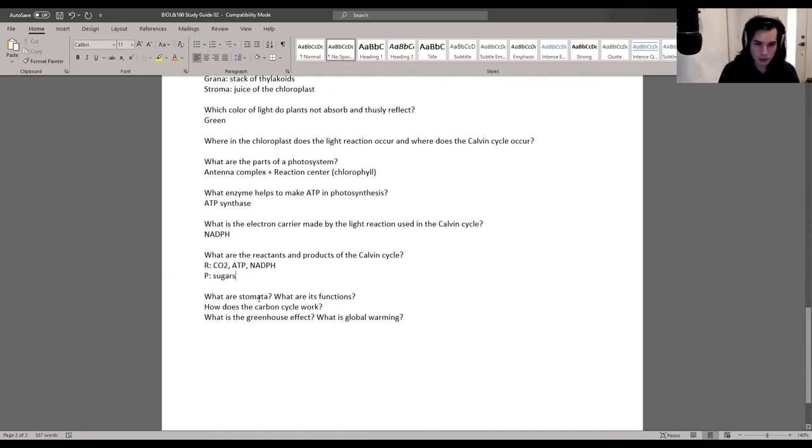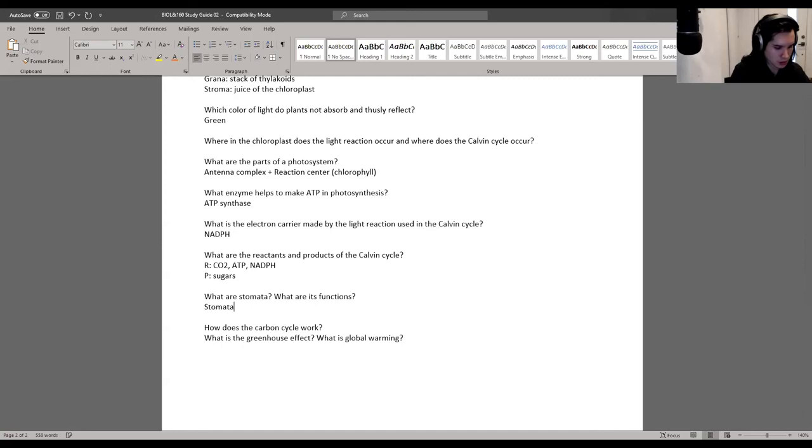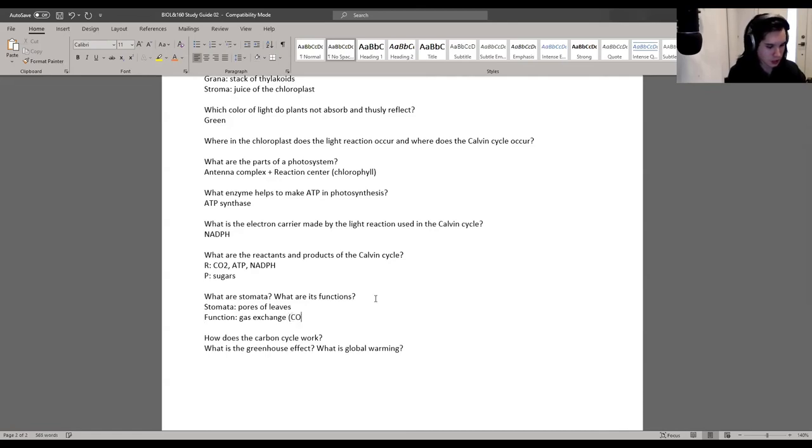What are stomata? So those are going to be the little pores of the leaves. Sure, you can say pores of leaves, pores of plants. It's the little openings that you find on the leaves. And the function is gas exchange. Ideally, you want CO2 in and O2 out. You want to take in that CO2 so you can make sugars, and you want to release that O2 from the breakdown, essentially, of water.